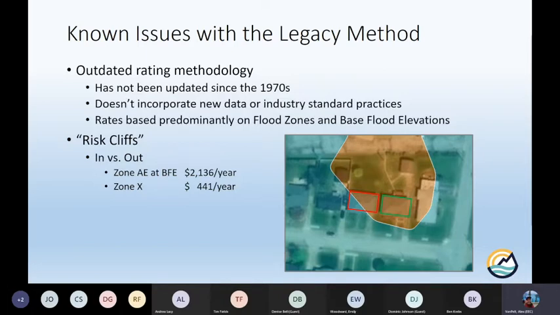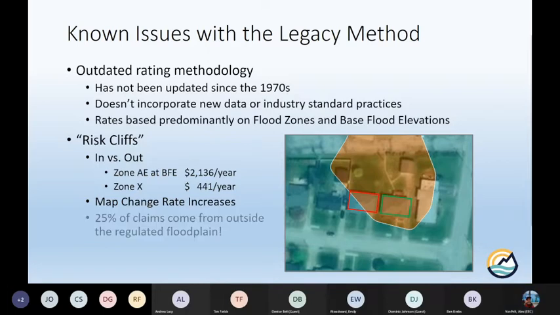Again, known issue. Another risk cliff that was out there is anytime there's a map change. So getting flood insurance 30 days before new maps go into effect versus the day after, you're going to see a huge change. Because again, you're rated on what's your zone when you buy the policy. And the issue with these risk cliffs, just in versus just out, is flood risk doesn't magically stop or significantly lessen at the edge of the blue boundary. 25% of NFIP claims come from low risk or moderate risk zones. They come from outside the regulated floodplain. So anywhere it rains, it can flood.